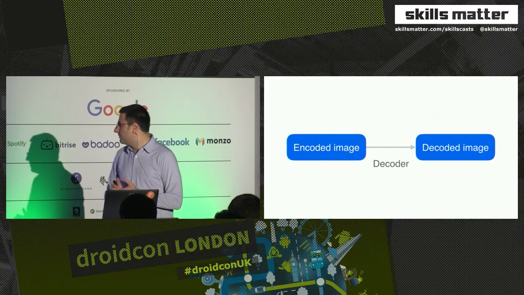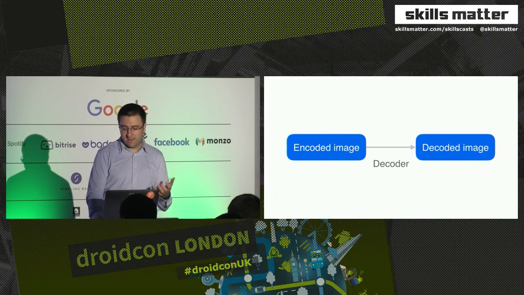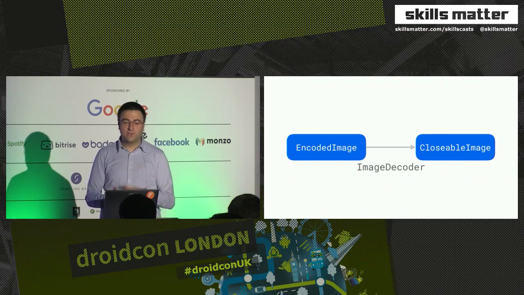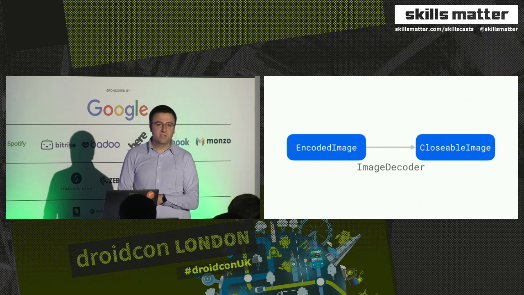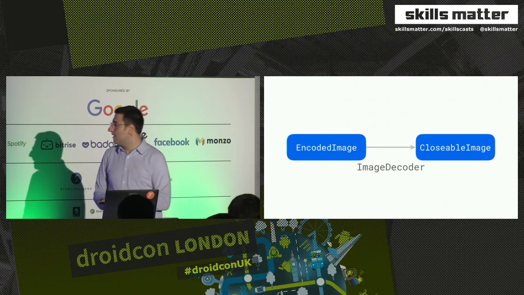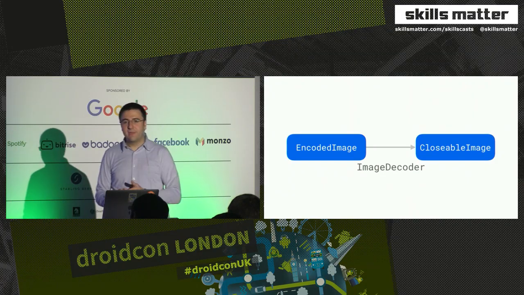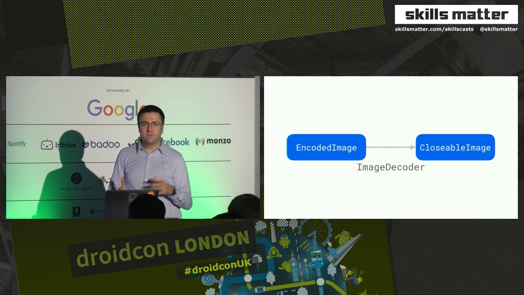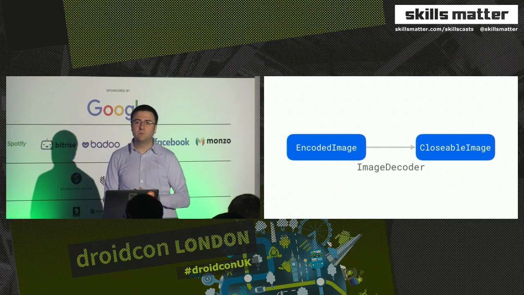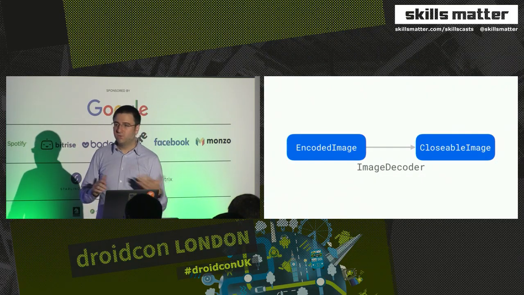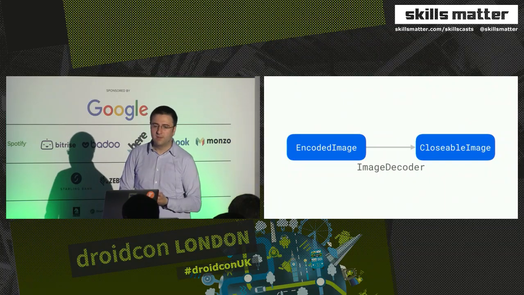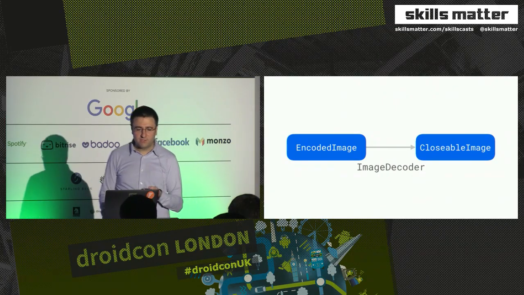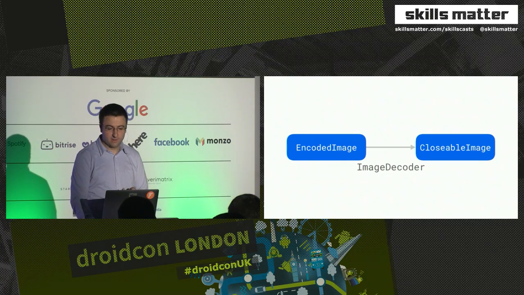So how does Fresco do this under the hood? We have the encoded image and we have the decoded image, which internally is represented by a simple encoded image, and the decoded image data is something called a closable image. Why closable? Again, Fresco tries to be smart about memory management. So we do manual memory management, and as soon as we don't need image data anymore, we can close it. This is why this has to be a closable image. And then we have an image decoder class which performs the hard work.